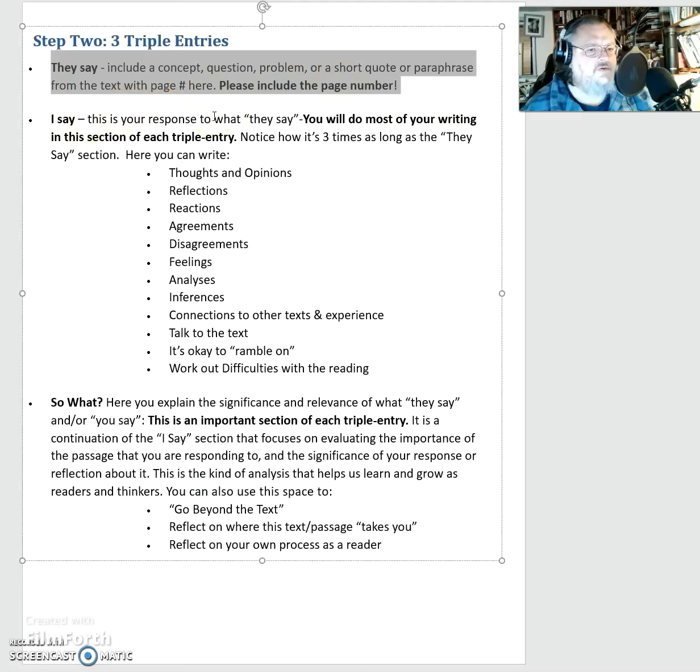What most students do is put a quote from the reading and then respond to it. It does not have to be very long, just long enough for me to have context of what you're responding to, and just enough for you to be able to find it easily when you want to go back to the text.